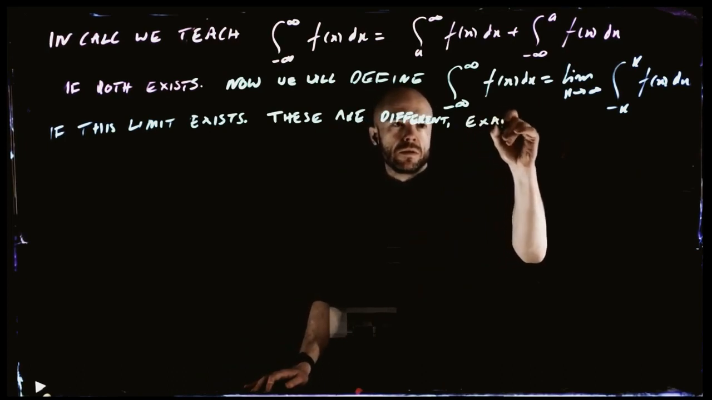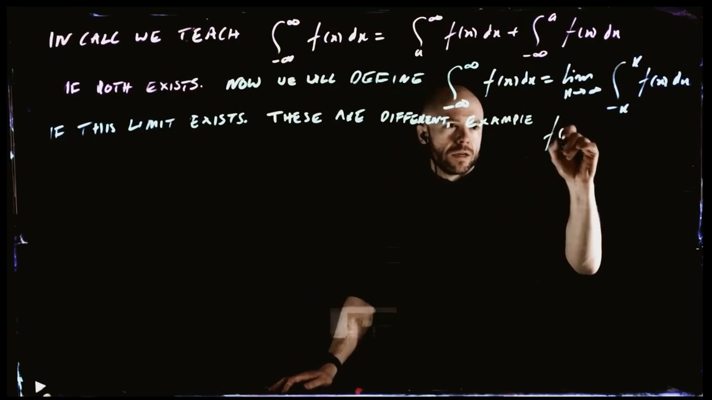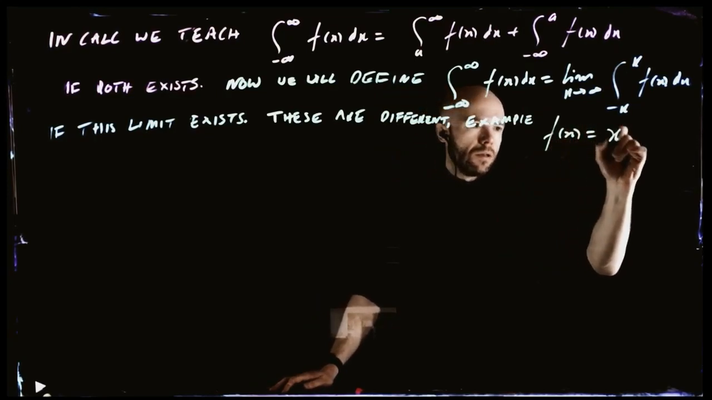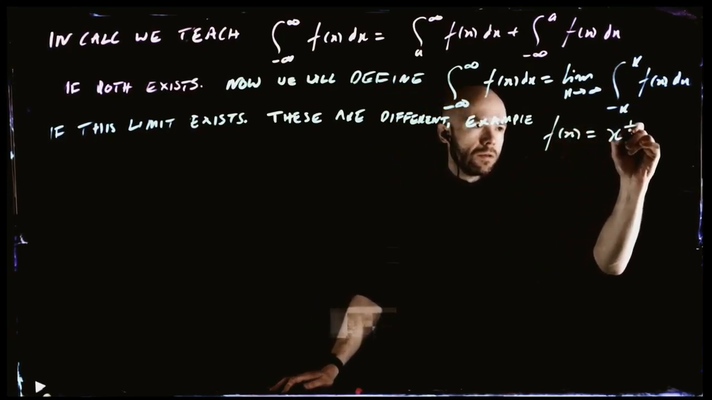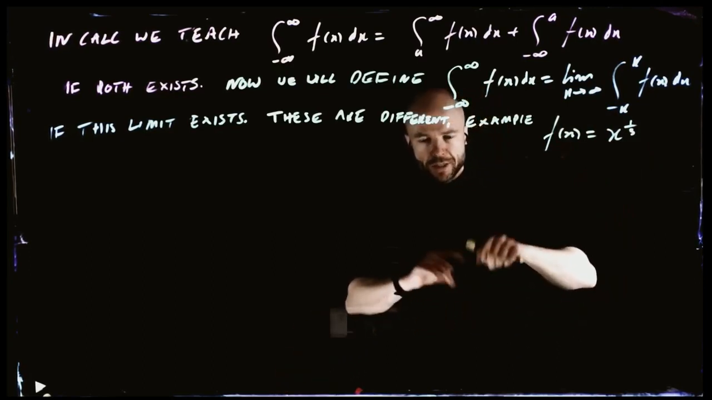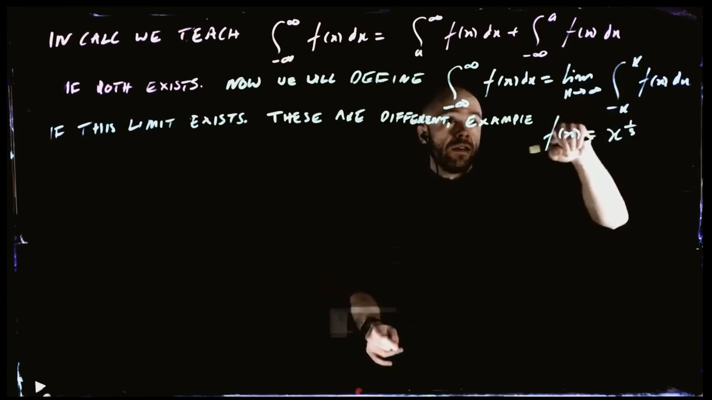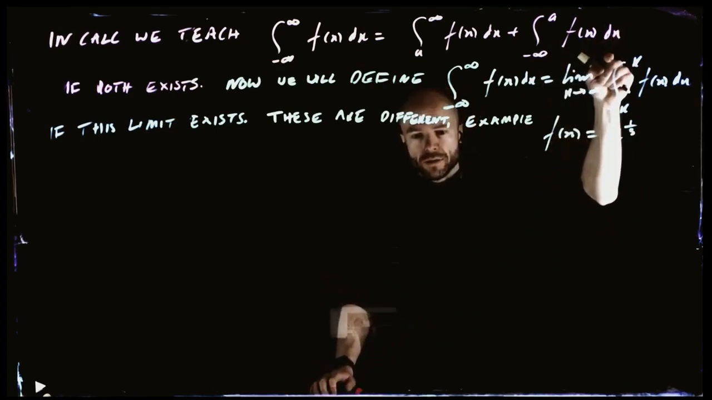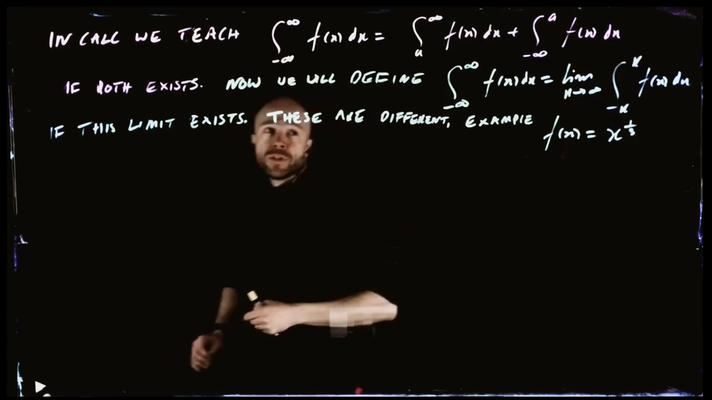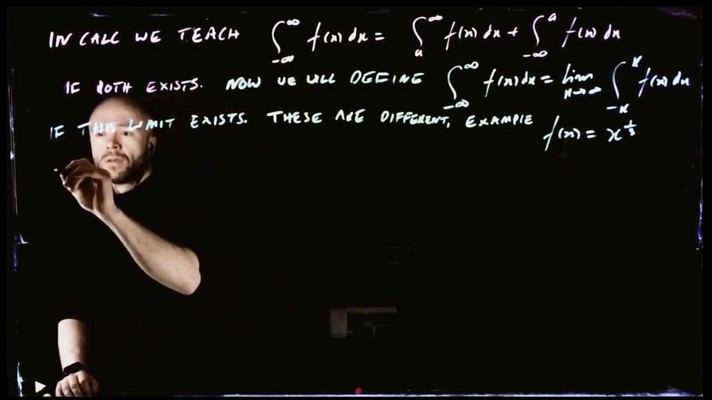Example. f of x is the cube root of x. So this is a nice odd function, exactly as you say. This thing is integrable from minus r to r, but if we try and take the integral from 0 to infinity, then indeed this is not integrable. Yeah? Good.